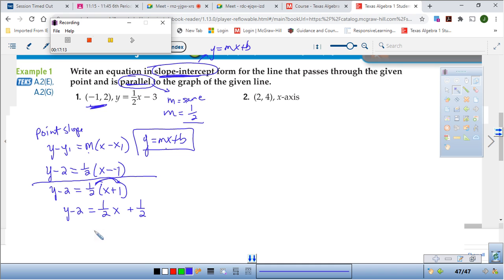Anybody know what to do next? Remember, I want it to be y equals mx plus b, so I want the y by itself. So I'm going to basically come out here and add 2. Thank you so much, Tristan. And I'll add 2 over here. These will cancel out. I'm going to go with y is equal to 1 half x. If you don't mind, I'm just going to leave it like that. 2 and a half.